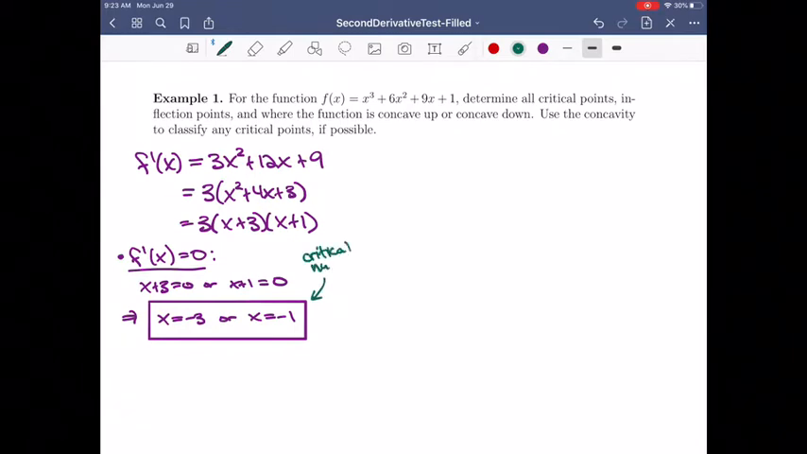Now we should also think about where the derivative does not exist. We want to get in the habit of that. But here it always exists because it's a polynomial.